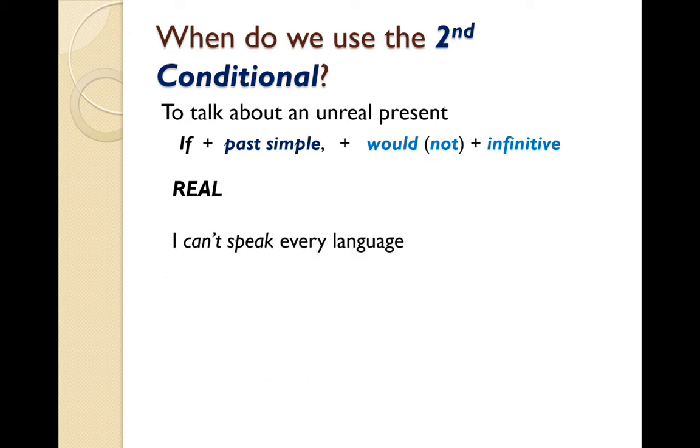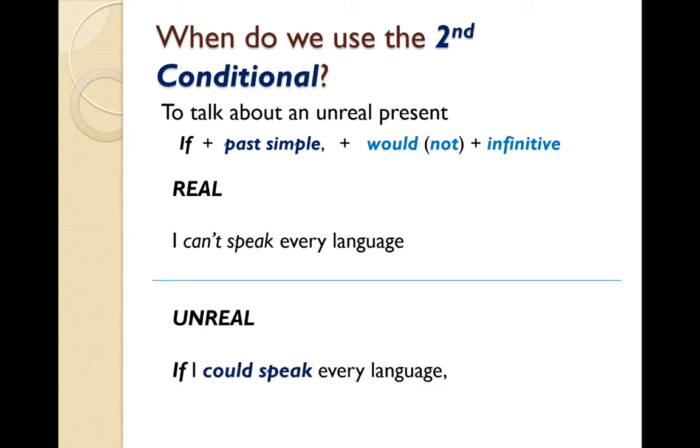Let's have another one. I can't speak every language, unfortunately. And I can imagine if I could speak every language, I could communicate with so many people. And notice here we've got could instead of would. So it would be possible for me to communicate with so many people.